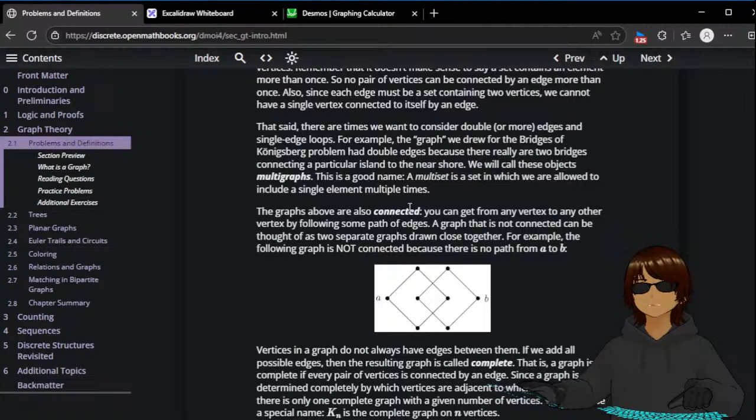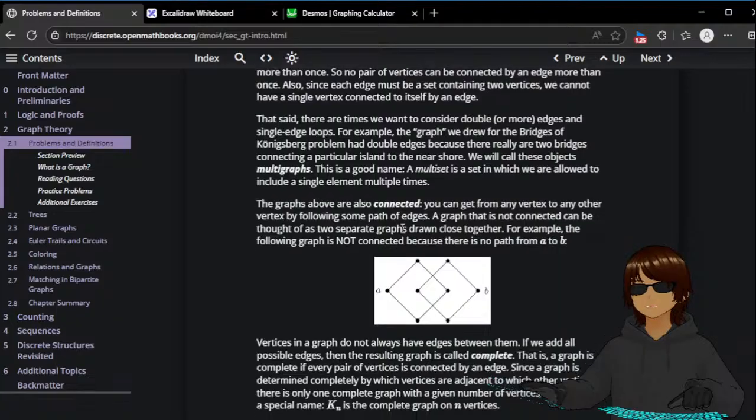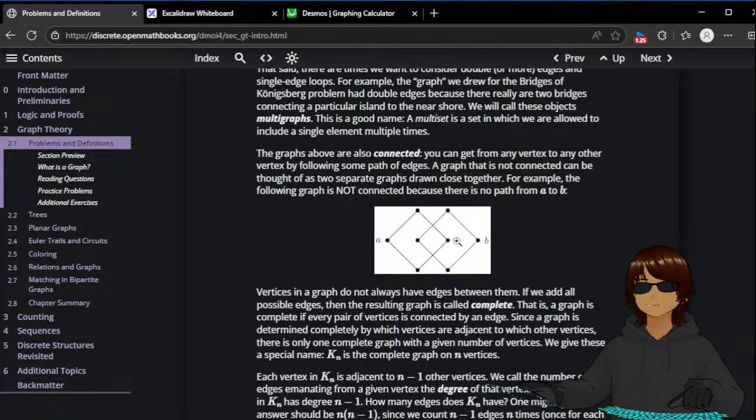Connected, the graphs above are also connected. You can get from any vertex to any other vertex by following some path or edge. Okay, so this graph over here is not connected because A and B are not connected.